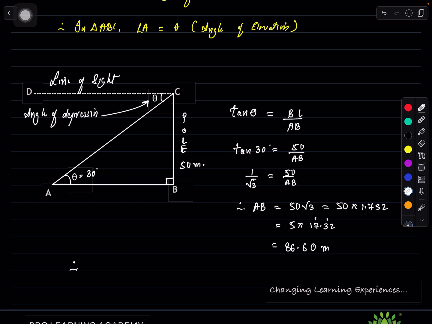Therefore, A is 86.60 meters away from B. So this is the basics that will help us in dealing with angle of elevation and the angle of depression. Now we will go to the actual usage of the trigonometric function.